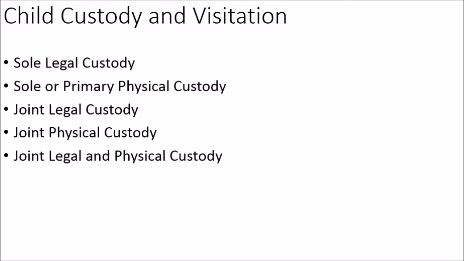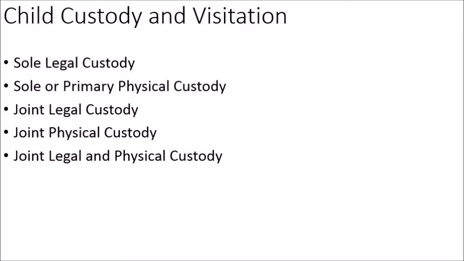That means that parents share the right and responsibility to make decisions related to health, education, and welfare of the child. It doesn't matter if the child's living with parent A. Parent B, who doesn't live with the child, still has a right in a joint legal custody arrangement to make decisions about the health, education, and welfare of the child. Now, there's something called joint physical custody.